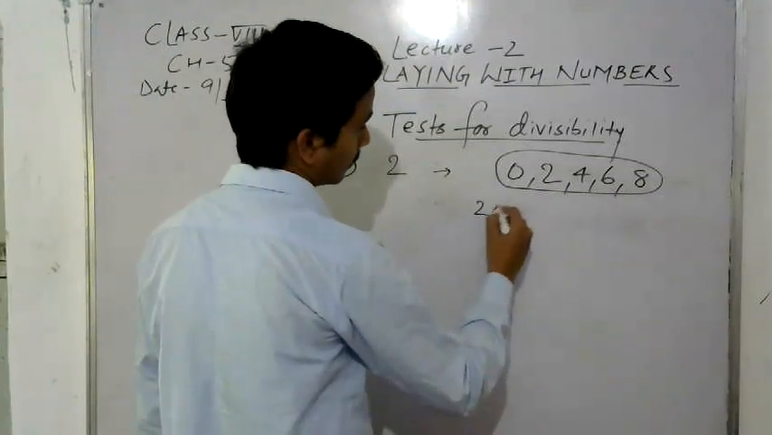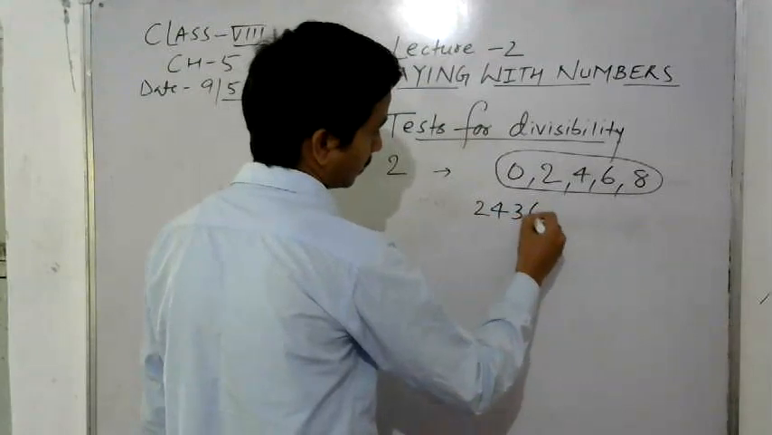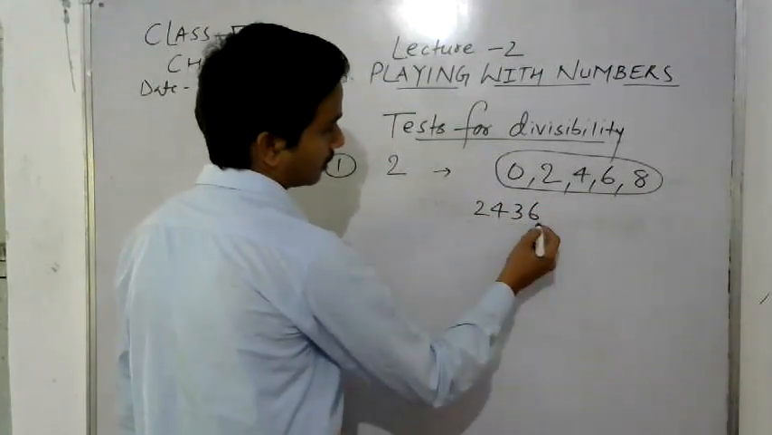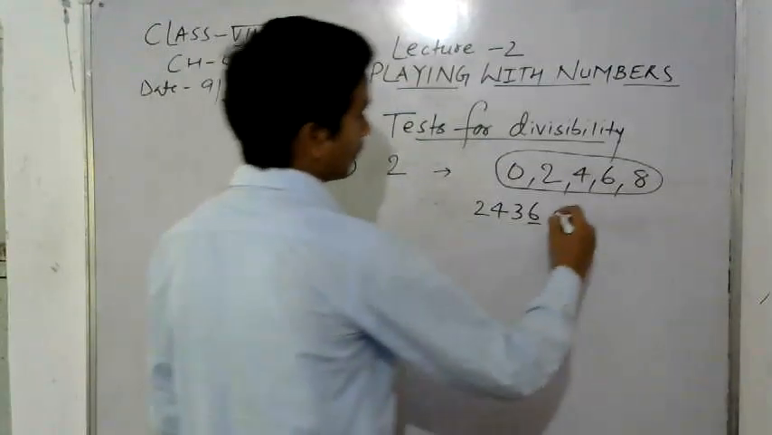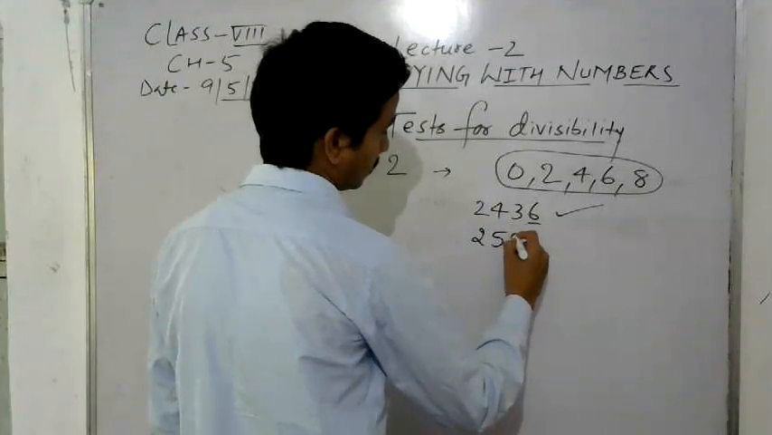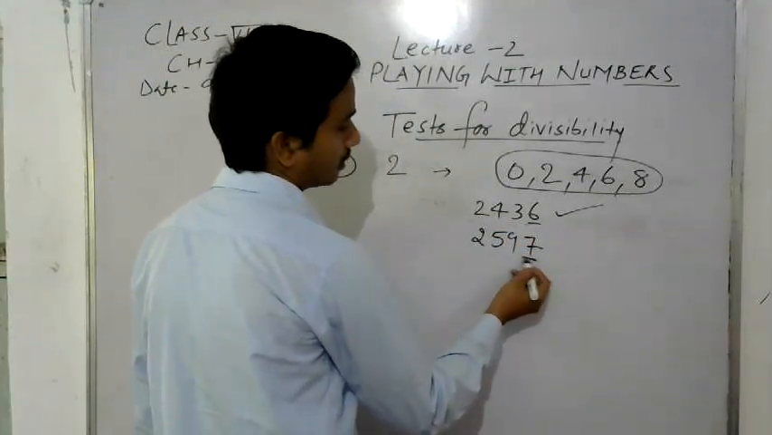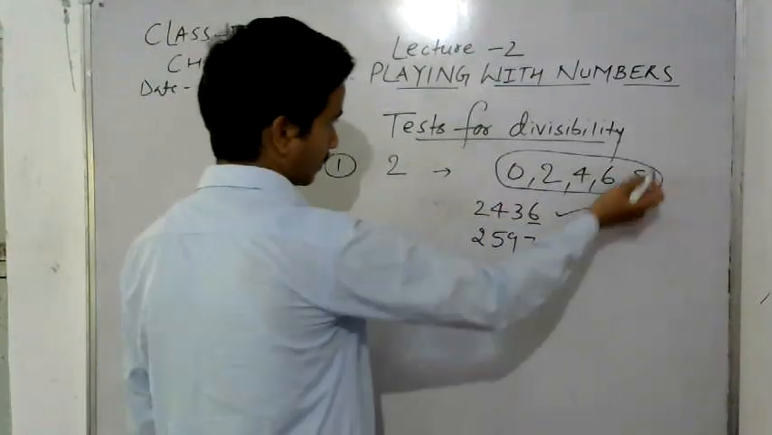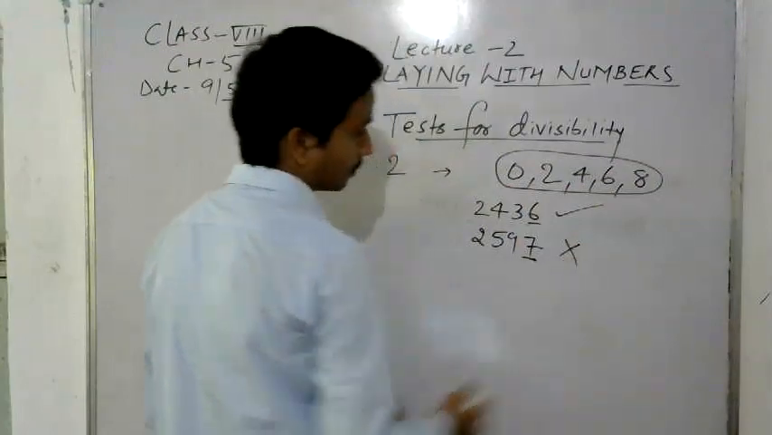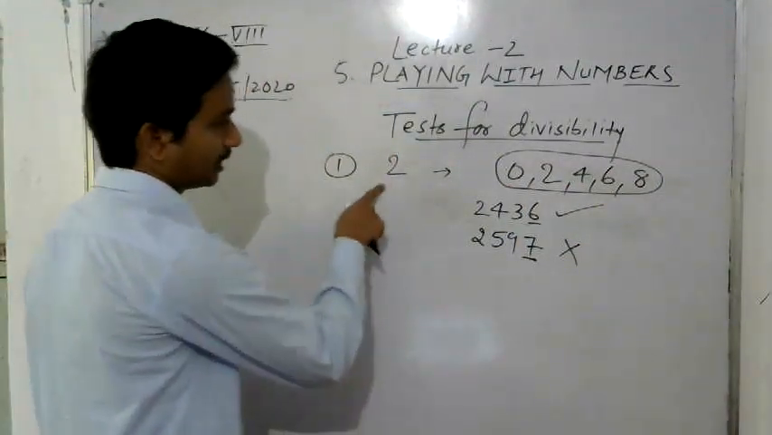For example, 2436. Since the last digit is 6, it is divisible by 2. 2597: since the last digit is 7, it is not in this group, so it is not divisible by 2. In this way, we test for divisibility by 2.